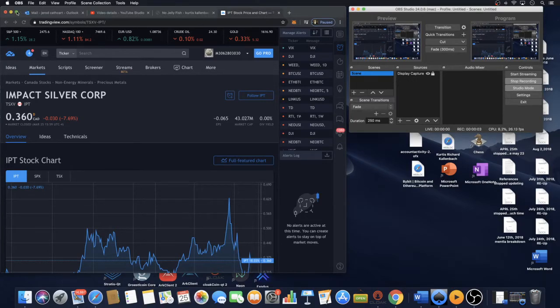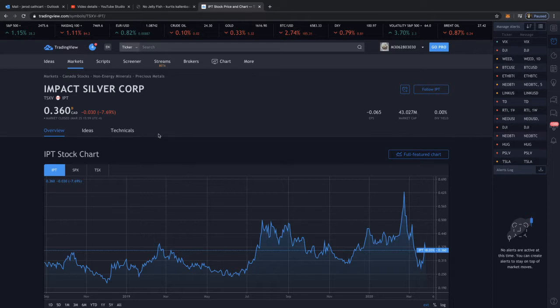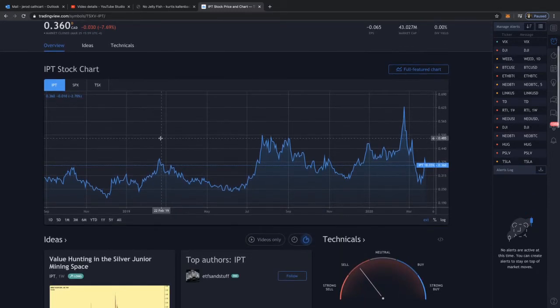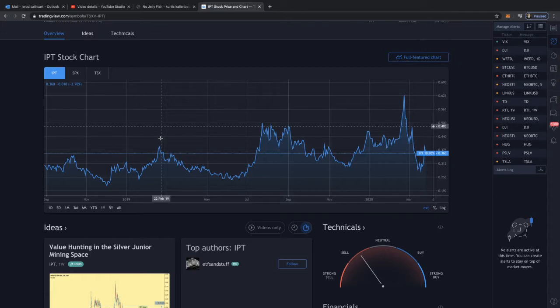Alrighty here. So we're going to take a look at Impact Silver Corp. I haven't looked at this chart yet, but it's for one of my friends, Derek. This one's for you, buddy.